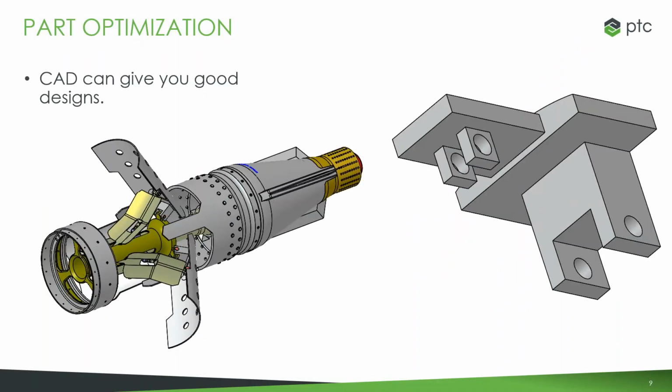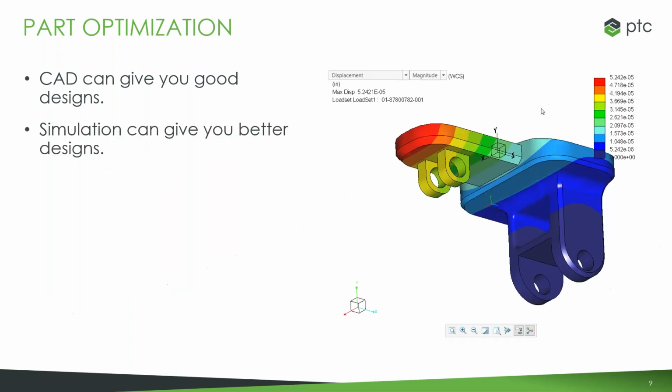Right, so CAD and Creo specifically can give you good designs. So take what you're working with, what loads you have, and what you need to do, and you can build out a good part. And you can then take that to the next step and run it through simulation to get an even better part and move some things around, cut some holes, make some rounds, and run the simulation to make sure everything's still good.